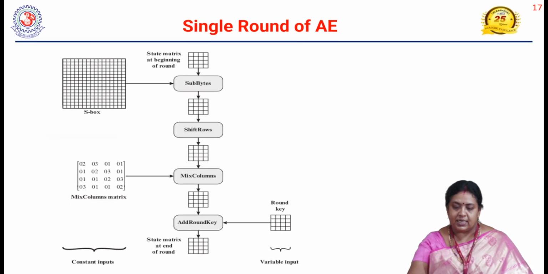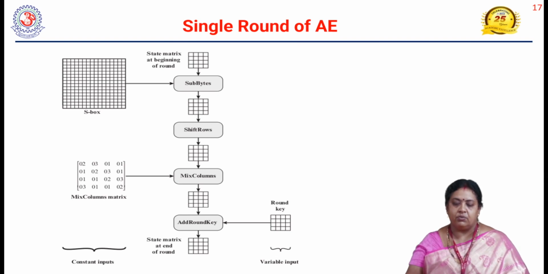These are the four transformations that we will see here. So what happens at the beginning: the state matrix at the beginning of a round. The 128-bit plain text is represented as a 4 by 4 matrix that is given for each round. We see what happens in each round. There are four transformations. The sub-bytes transformation makes use of the S box so that it generates one output matrix, which is given to shift rows. Here nothing will be done.